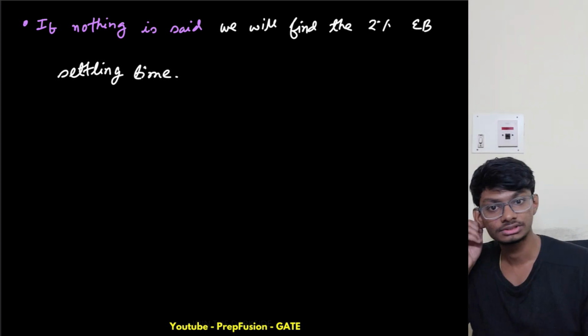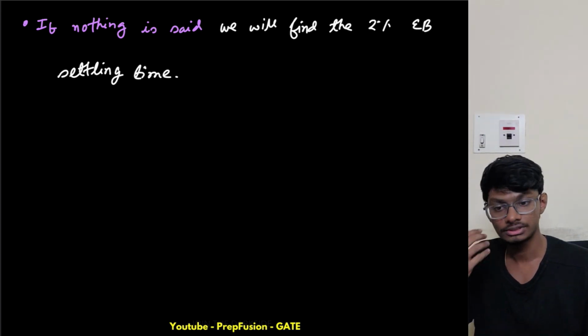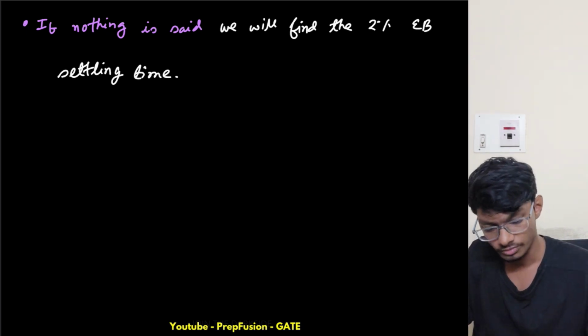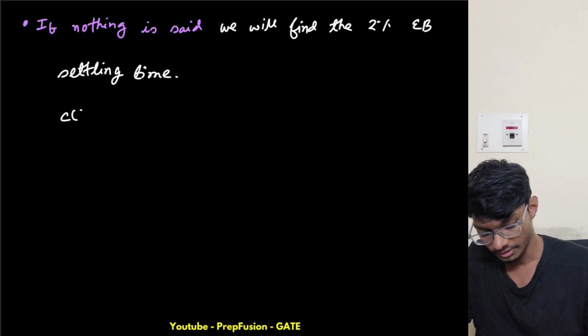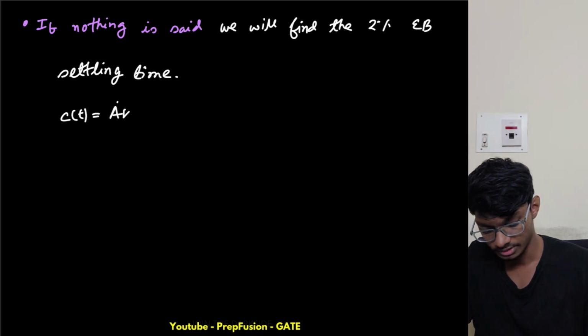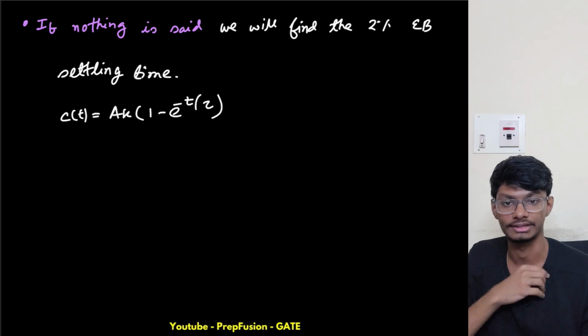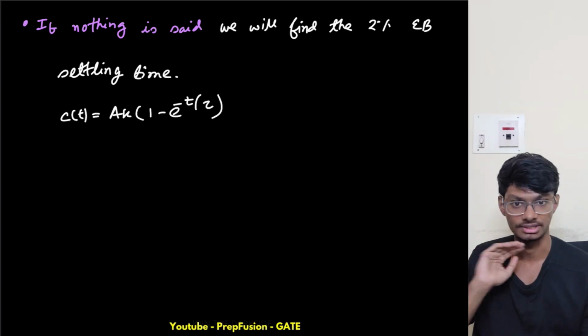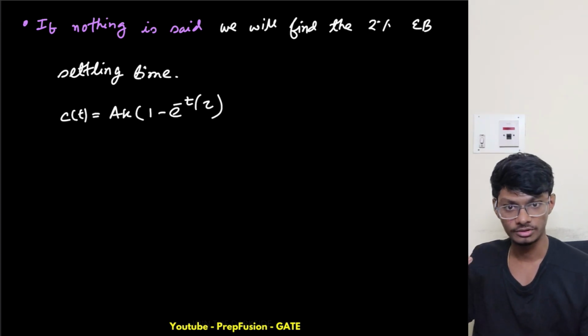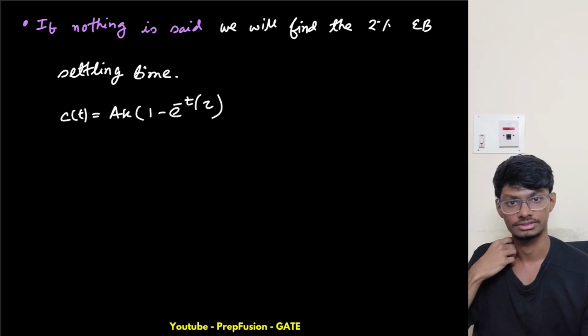Okay, so this is the main thing basically. Now let's calculate the settling time. I'm calculating for the 2% error band. So for the 2% error band, I have my C of t equals, again the same thing, A K into 1 minus e raised to minus t upon tau. I hope you're understanding why I'm writing A K, because I want to prove it for the generalized case, any magnitude of unit step and any DC gain of the system.